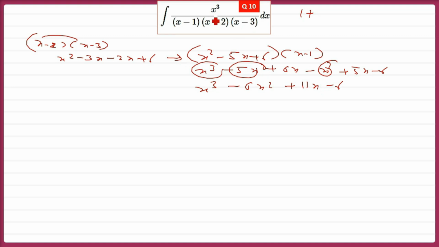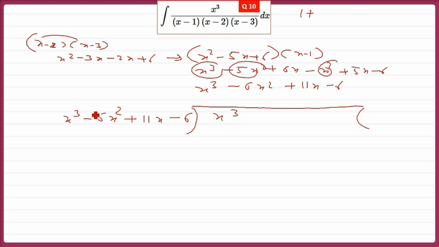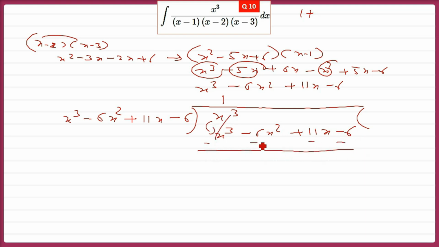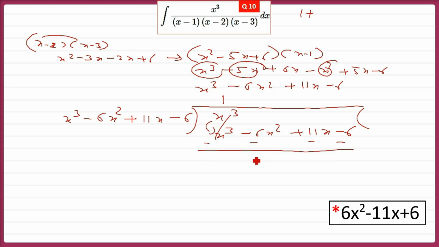Now you need to divide x cube by x cube minus 6x square plus 11x minus 6. Now the division will take place like this, x cube here. So in order to get x cube, you have to multiply this with 1. So x cube, everything will remain same because only multiplication of 1 will not change anything. But now you have to subtract these. X cube will get cancelled, and all others will change the sign. That is, you will get 6x square here minus 11x plus 6. So this you will get.